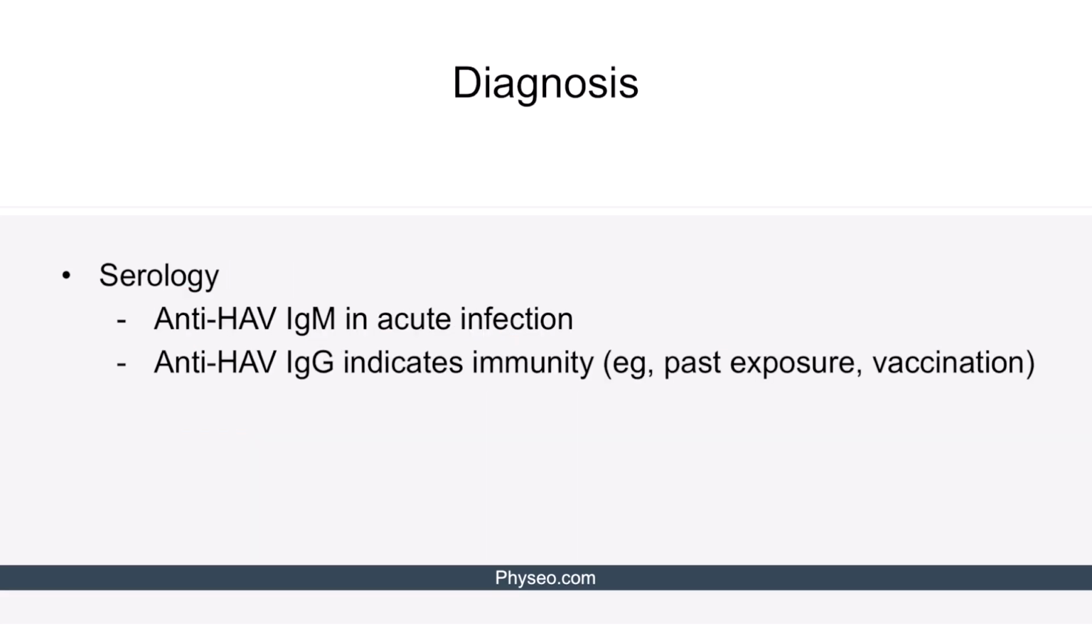The diagnosis of acute hepatitis A is made by demonstrating high titers of anti-HAV IgM antibodies. Like in any other infection, IgM antibodies are generated during an acute infection only. Over time, these are replaced by IgG antibodies. Hence, the presence of IgG antibodies indicates immunity, either due to past exposure or previous vaccination.